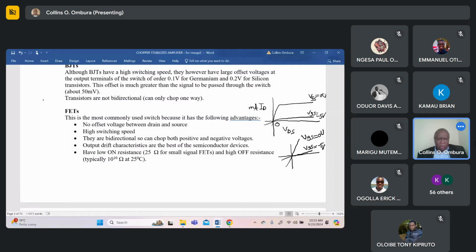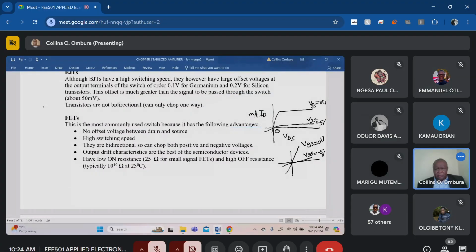That's point number two. And then they are bidirectional, i.e. they can chop both positive and negative voltages. This is because if you look at the characteristics between drain and source for various values of VGS, or voltage between gate and source, they pass through the origin. The other thing is that they have a low on resistance. Even though it's not ideal, the on resistance is about 25 ohms for small signal FETs.